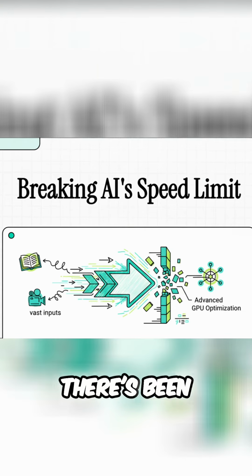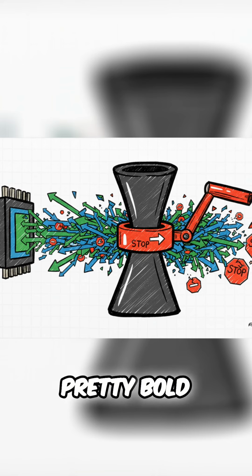For years, there's been this invisible speed limit holding AI back. Well, today, we're going to dive into Flash Attention 3, the absolute breakthrough technique that just completely shattered it. That's a pretty bold statement, right?